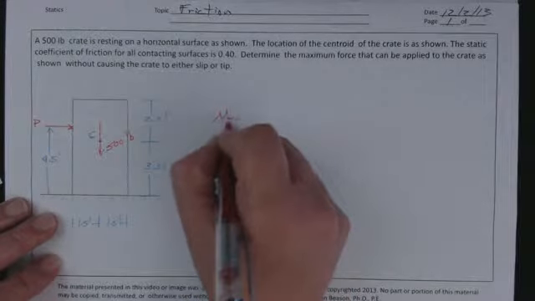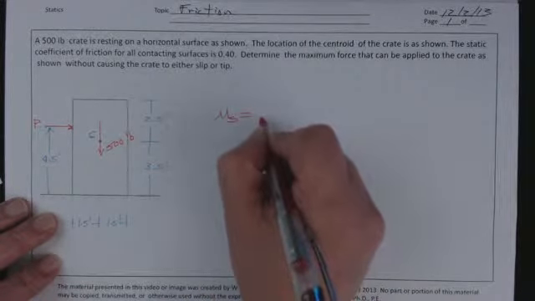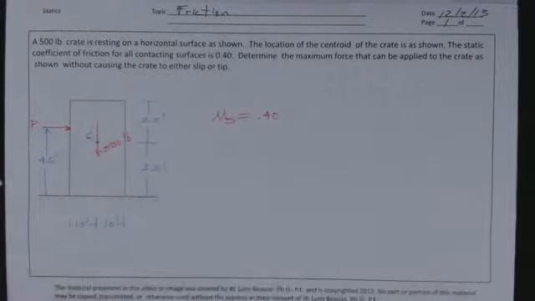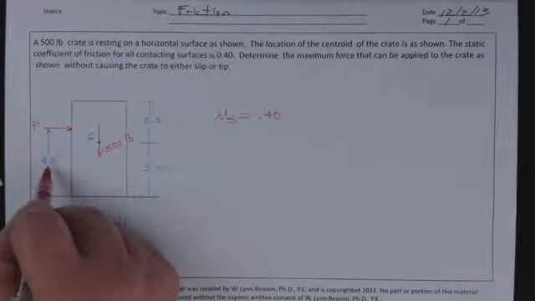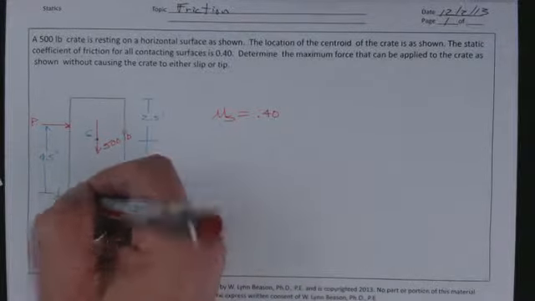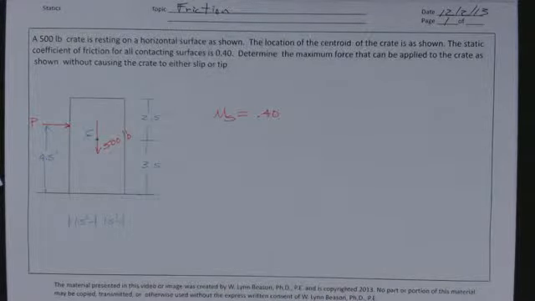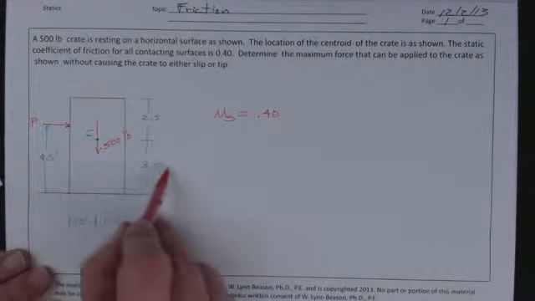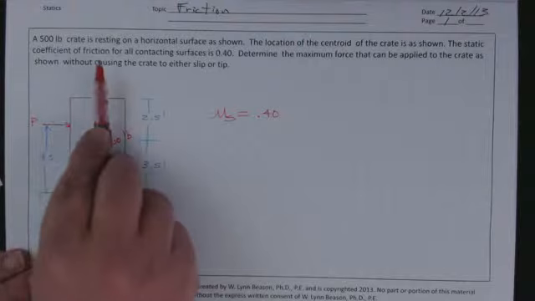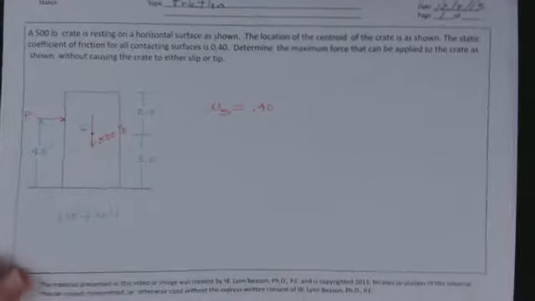The static coefficient of friction for this situation, we're told, is 0.40. And what we're going to try to do is determine the maximum force P, and P is applied at a height of 4.5 feet above the horizontal surface. And we want to find the maximum value of that force that can be applied to the crate without causing the crate to move. Now, there's two ways it can move. One way is it can translate on the surface, and then the other way is it can tip over.